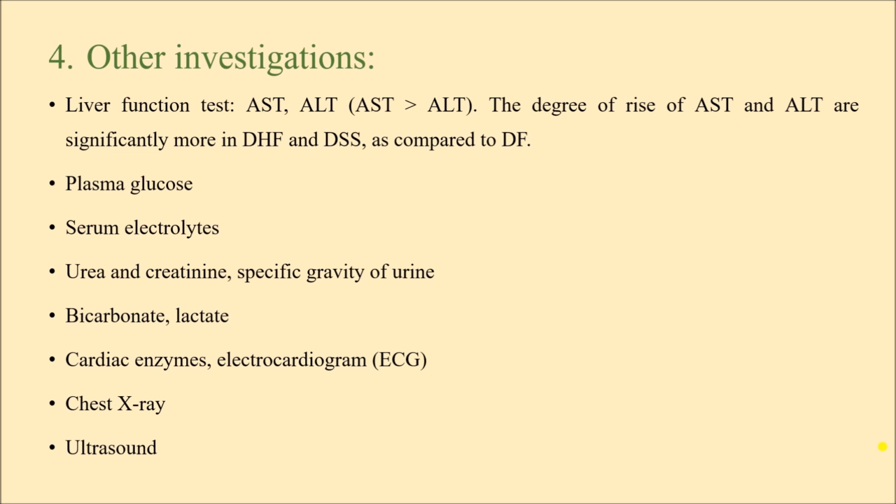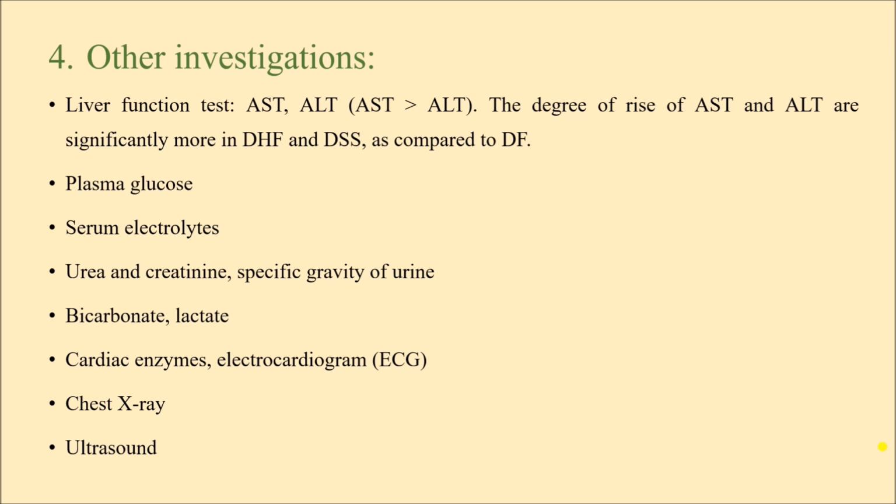What are the other investigations which are needed in case of dengue? And these mostly detect the different complications of the disease. For example, we have to estimate the liver enzymes by liver function test. So AST, ALT, etc. And there is rise of AST, also known as SGOT, more than ALT, that is SGPT. The degree of rise of AST and ALT are more in case of dengue hemorrhagic fever and dengue shock syndrome as compared to the classical dengue fever.